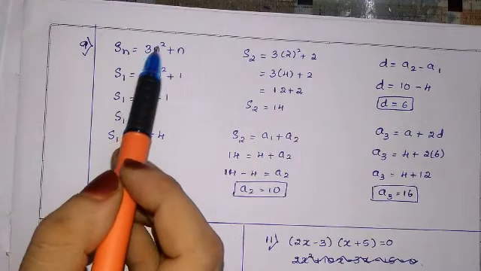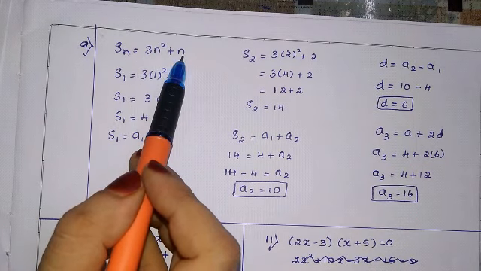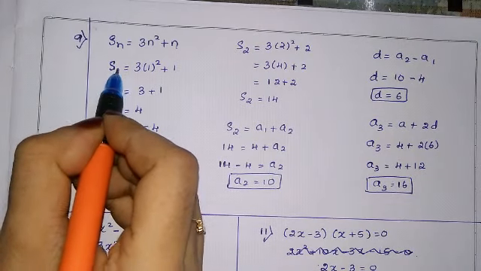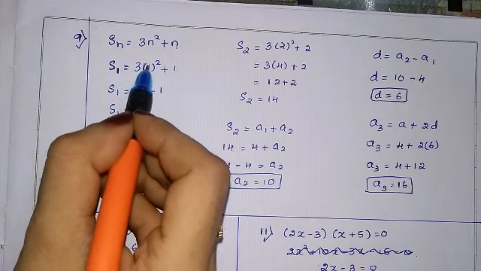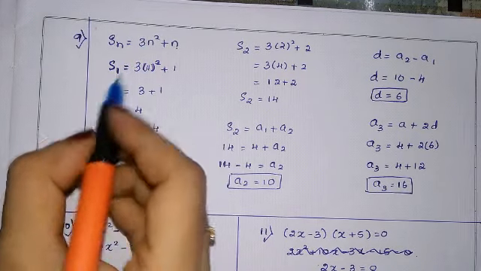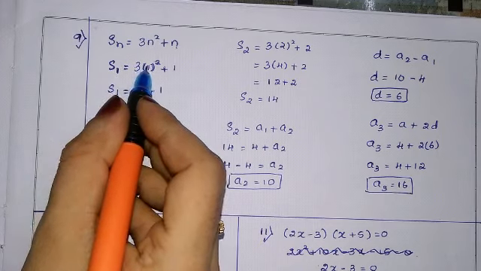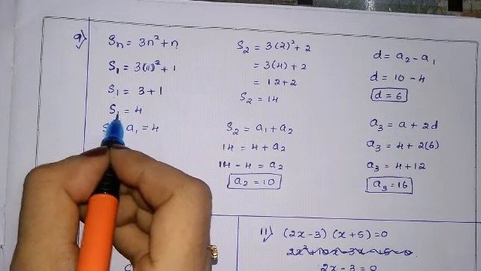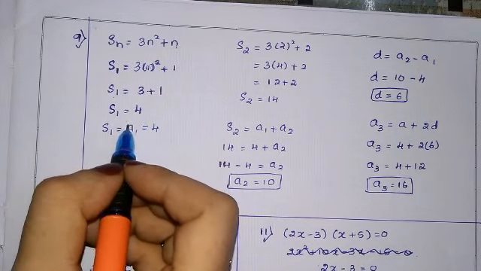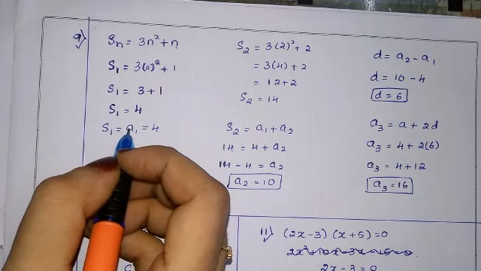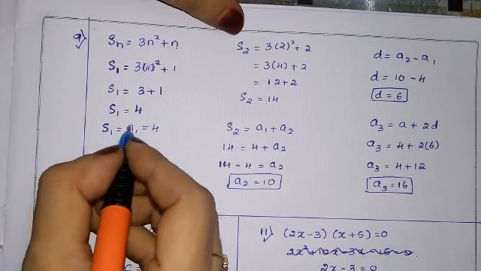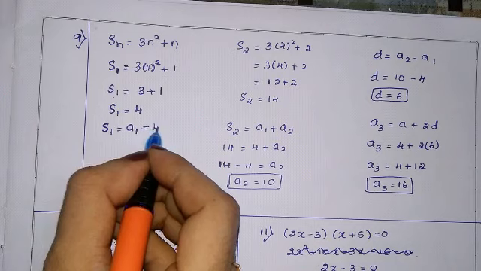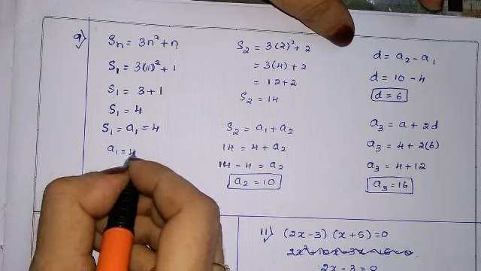Sn is equals to 3n square plus n. Now we will substitute the value in place of n. S1 is equals to 3 into 1 square plus 1, which is 3 into 1 is 3, plus 1, so S1 is 4. S1 is nothing but A1, but S2 is not A2. Here the first term is always A, so S1 equals A1 equals 4. We got A1 as 4.